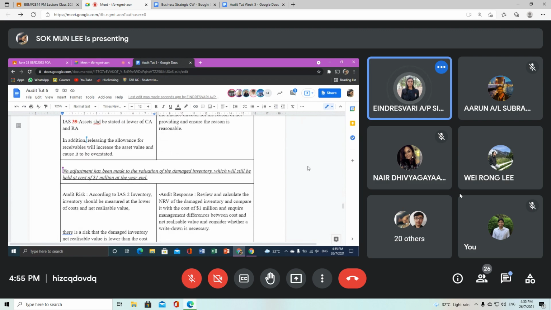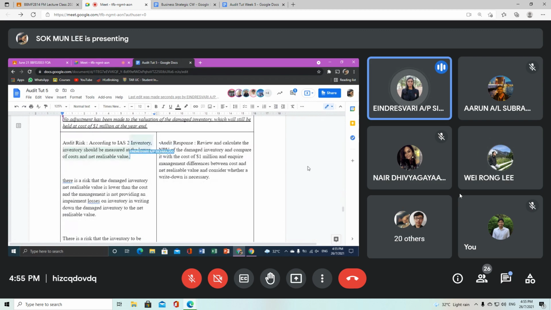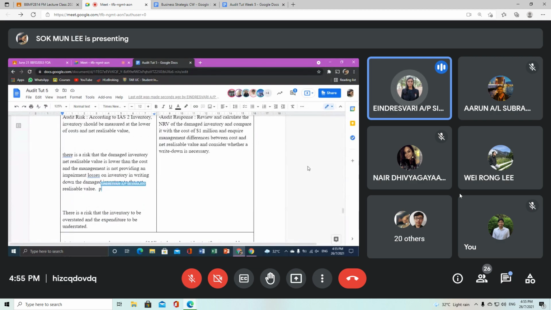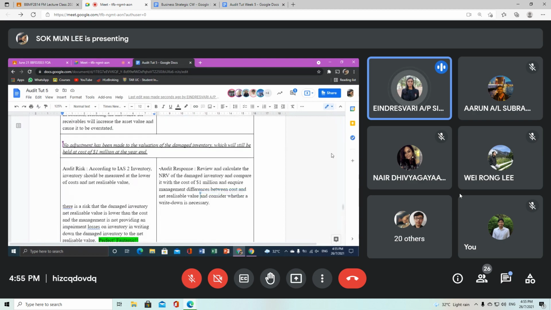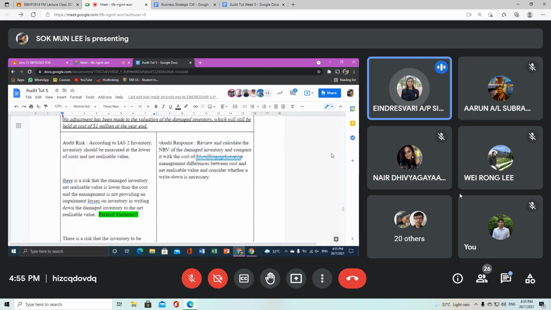Okay, next is no adjustment have been made, right? So inventory should be stated at lower of cost and NRV. There is risk that damage inventory net realizable value lower than the cost if they didn't provide impairment overstated. Perfect. Okay, this is how I expect you to write. Very good answer. You see, it is very clean, very clear cut. So what is the impact? Risk inventory overstated, expenditure understated. Nice. So auditor's response is you need to review the net realizable value and do comparison whether it is still lower of cost and NRV.